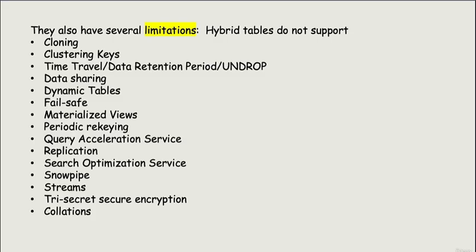Periodic rekeying, which is associated with encryption, is not allowed. Query acceleration service, which helps improve performance, is not allowed. Replication, which is used for disaster recovery, is not allowed. Search optimization service, which is used for query retrieval performance, is also not allowed on hybrid tables. Snowpipe and streams are not allowed on hybrid tables. Tri-secret secure encryption and collation are also not allowed.